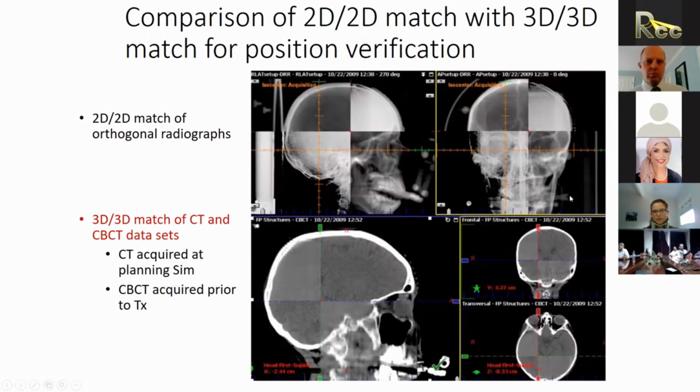The lower images are the 3D to 3D match. Those are CT planning with the CBCT data. In this match, I can scroll through each cut from the CT, either the cone beam or the CT planning that I take from the simulator. Okay? Is it right, Justus? Yes, very good. Thank you.